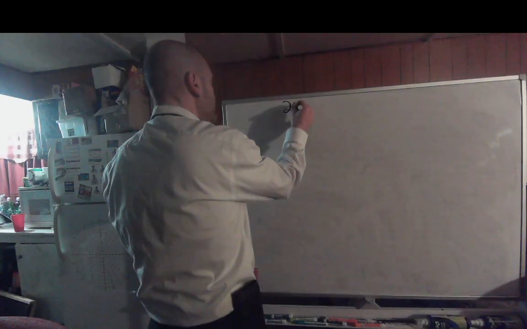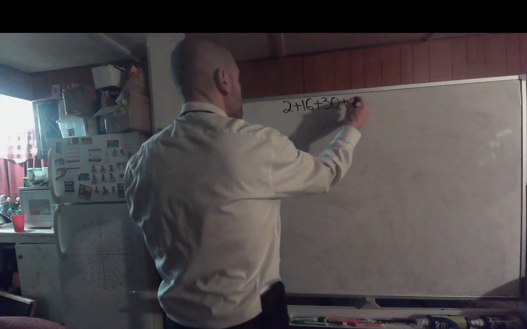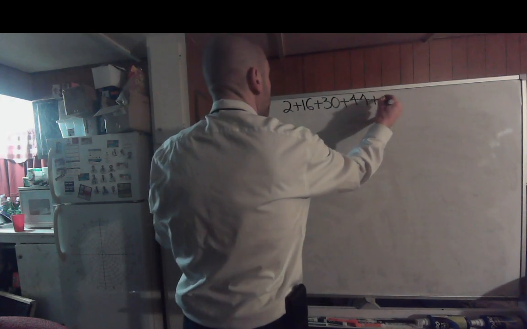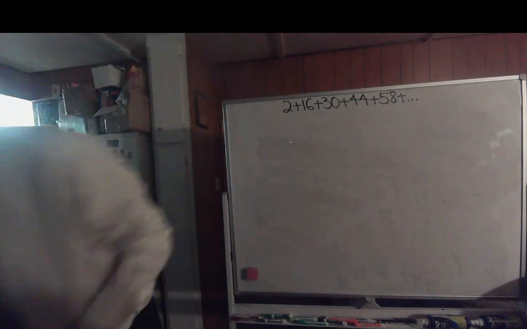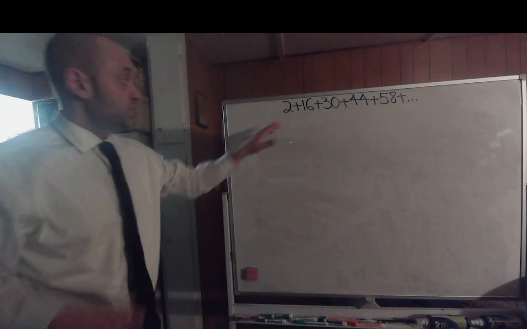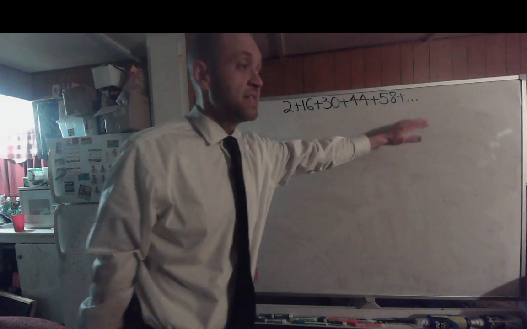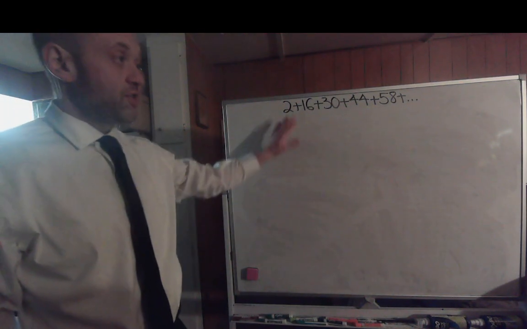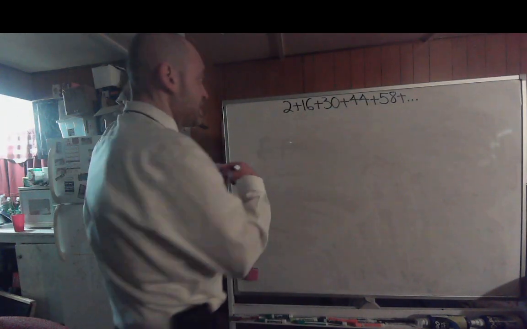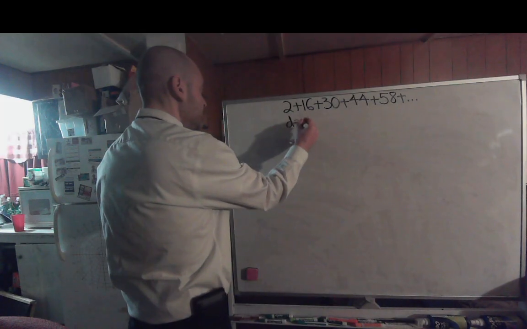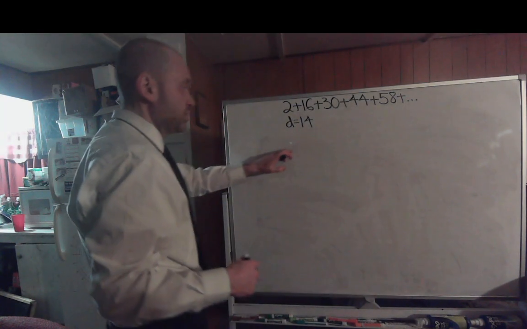Alright, so we have 2 plus 16 plus 30 plus 44 plus 58 plus ... So this is another arithmetic series that continues on infinitely. Well, we can establish that the common difference is 14. There's a difference of 14 between each term. It goes up by 14, so your common difference is 14.